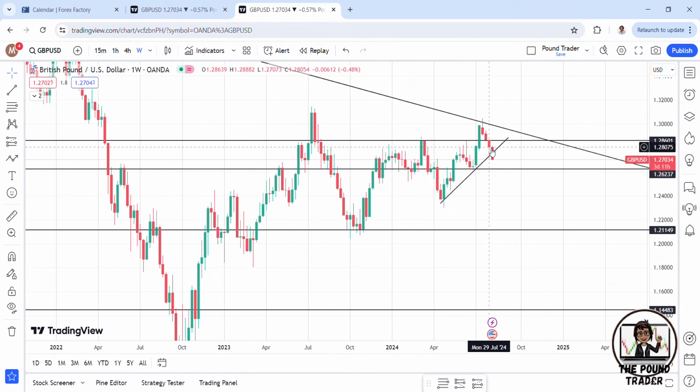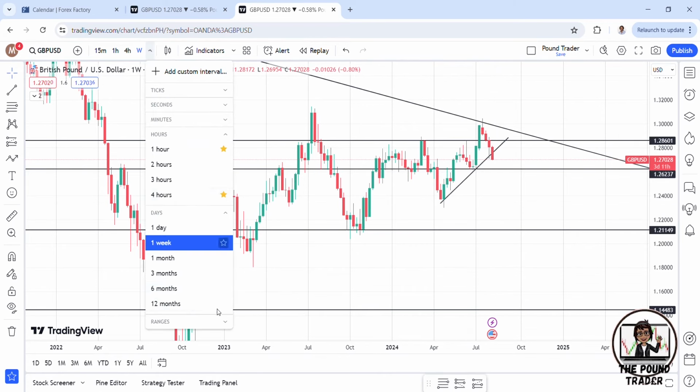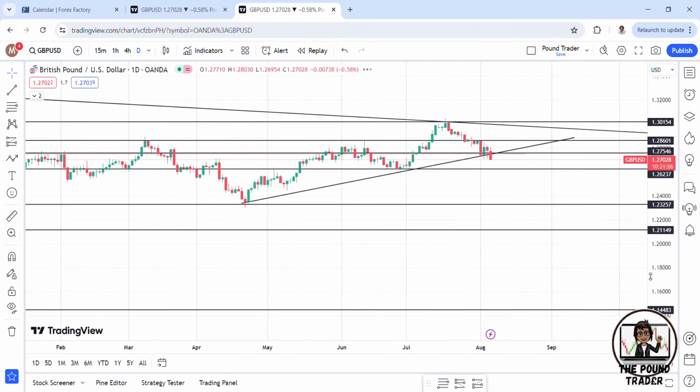Last week we closed with this almost pin bar here, but it doesn't really have that much volume to the upside. So yeah, and we can see that today we are pushing downwards. Going over to the daily time frame.